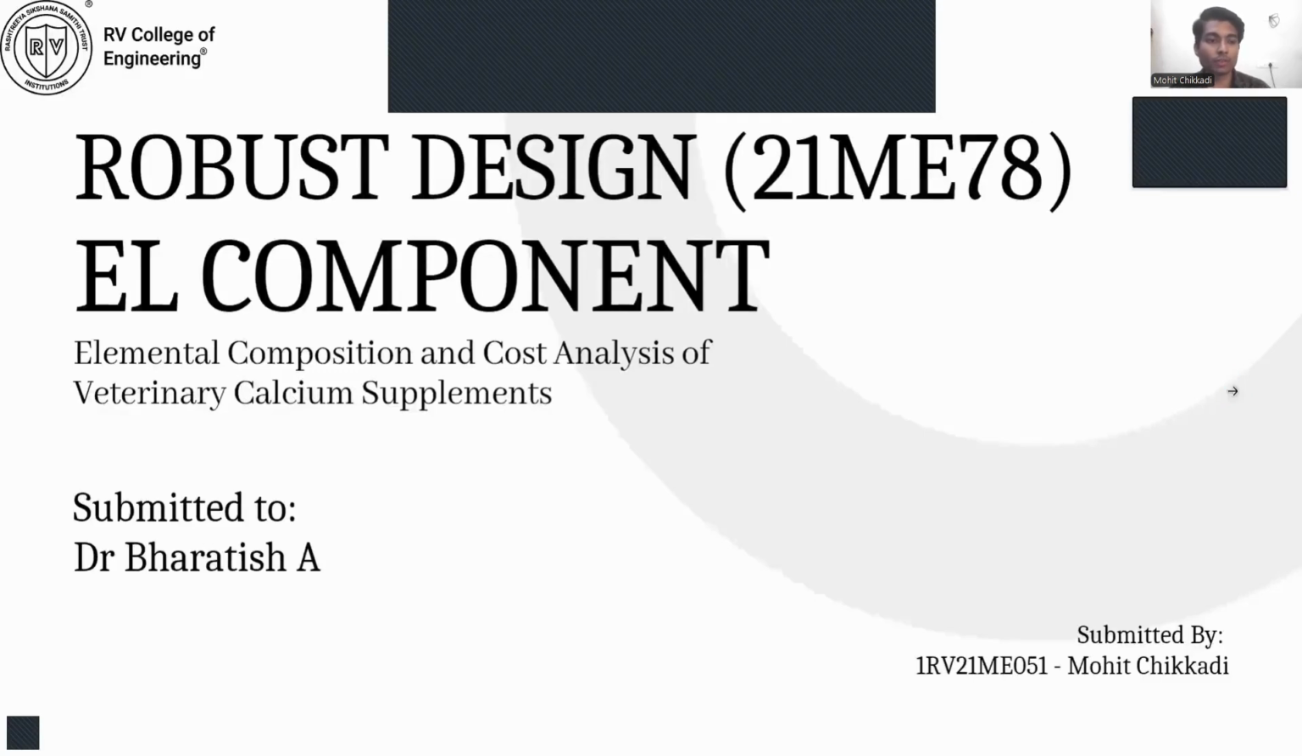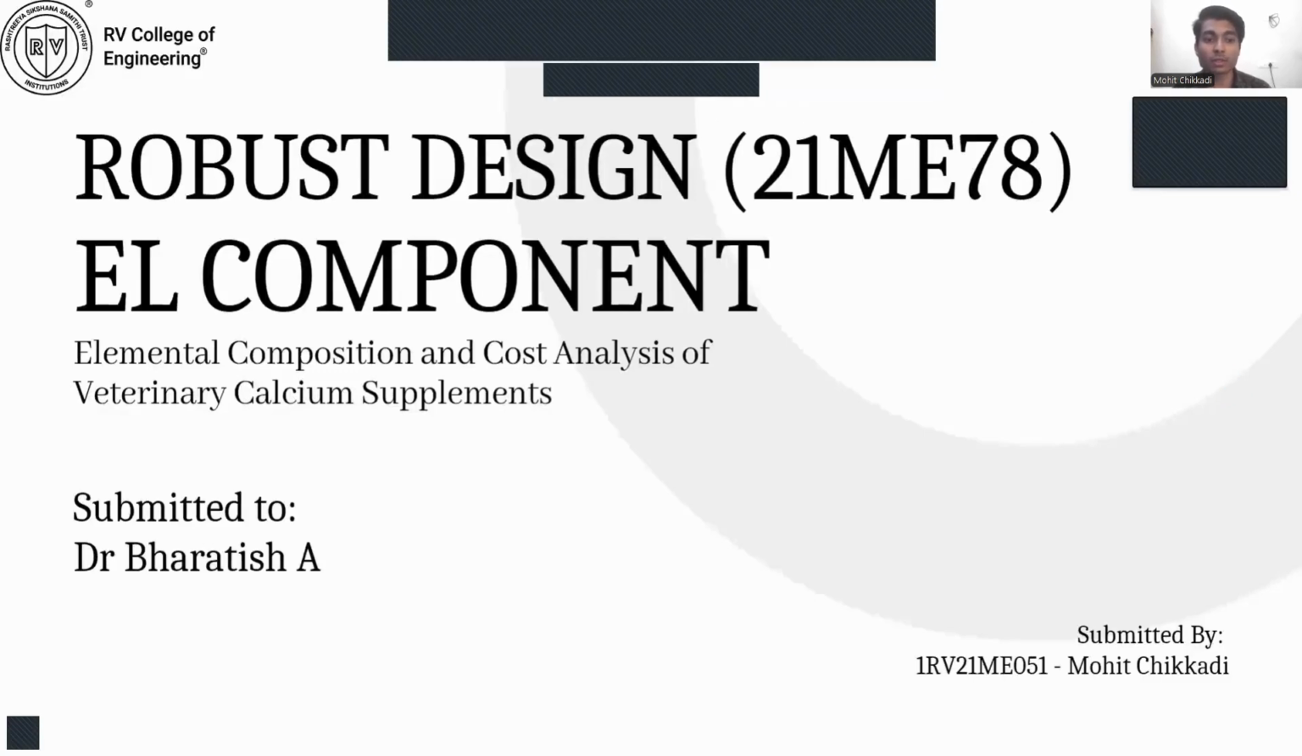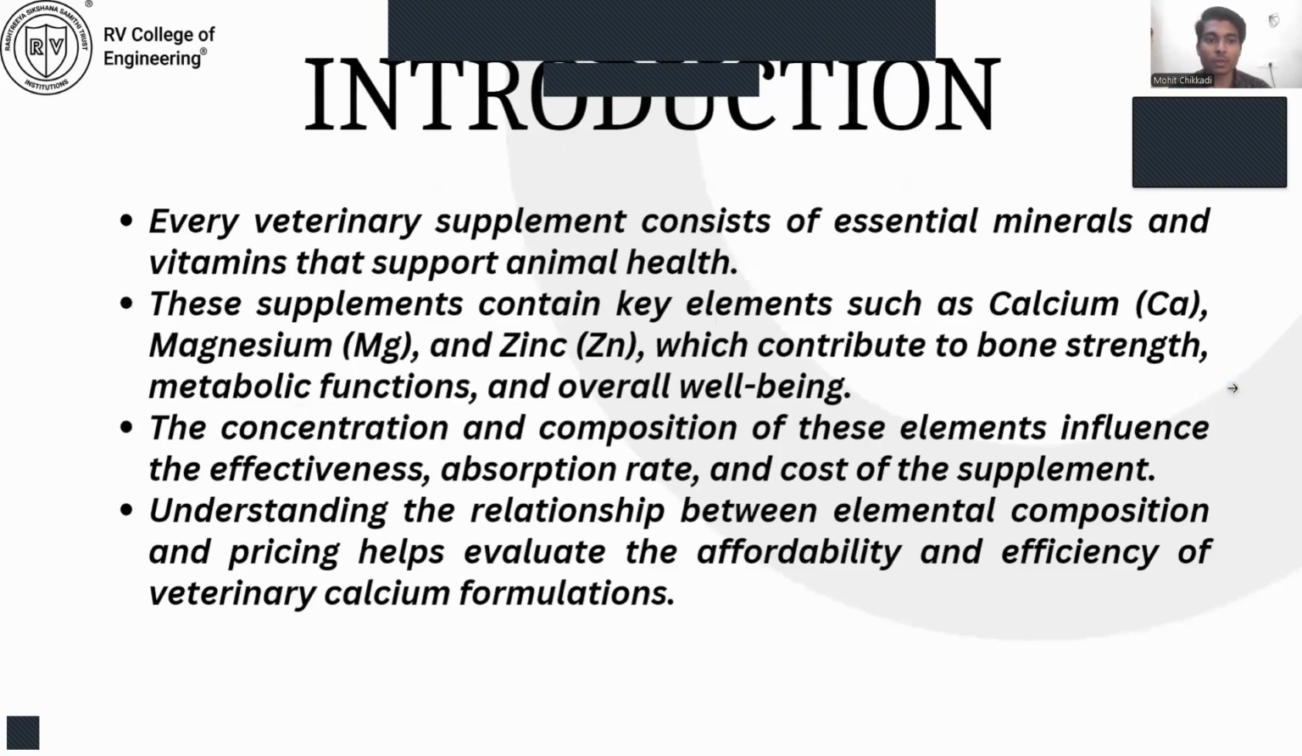Hello. So the topic I've chosen is elemental composition and cost analysis of veterinary calcium supplements. Every veterinary supplement consists of essential minerals and vitamins that support animal health. So you have calcium that strengthens the bone, magnesium that increases enzyme action, and zinc and others for metabolic actions. The concentration and composition of these elements influence the effectiveness, the absorption rate, and the cost of the supplements. Understanding this relationship between the elements and the pricing will help us understand the veterinary calcium formulas.